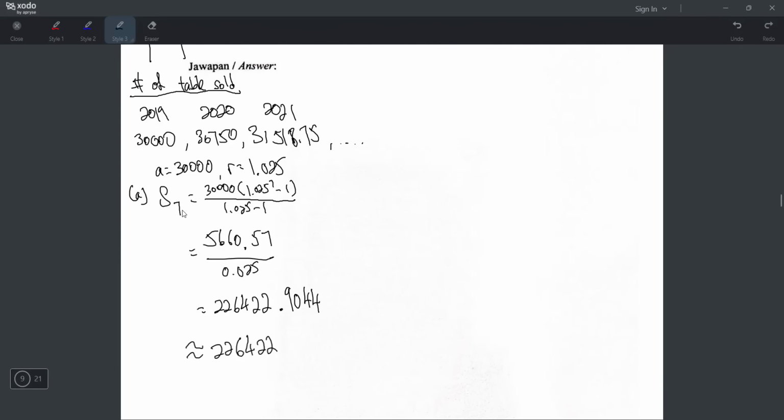The sum of the first 7 years is 226422.9044. That means we only count this. These are already the sold ones. But the extra 0.9044 doesn't reach 1 yet. It hasn't reached 1 yet. So we don't count that as one completely sold. We don't count it as one complete dining table set because it's just 0.9044 of a set. So that doesn't count as one. That's why only 226422 are sold, right?